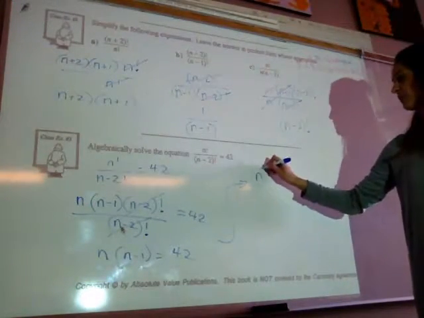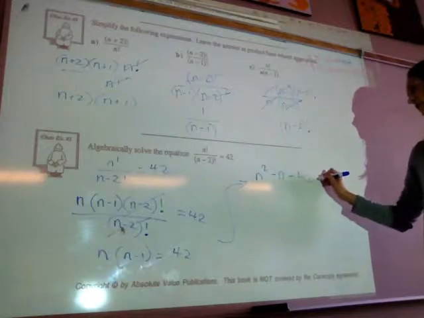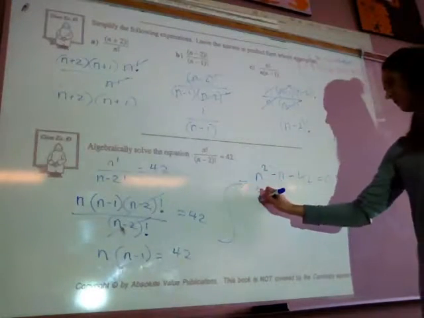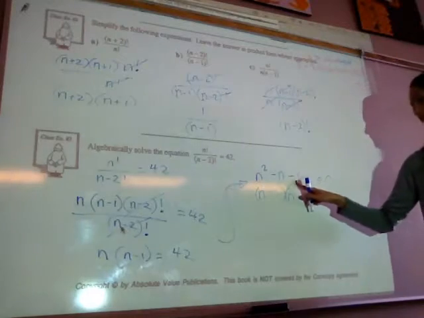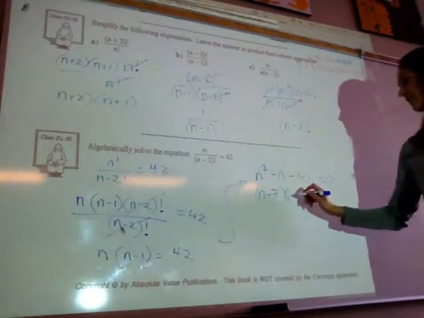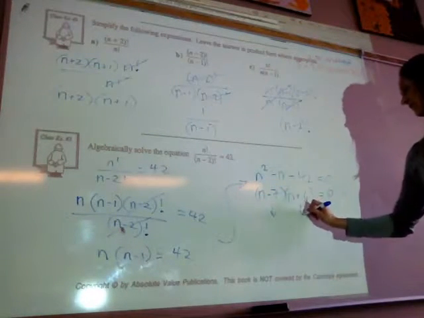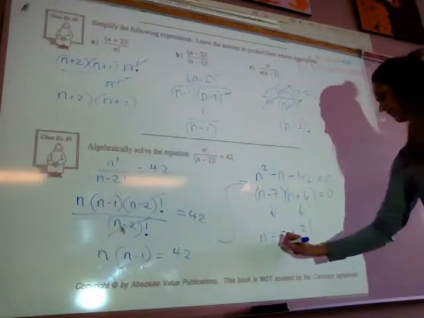So we get n squared minus n minus 42 equals 0, if I move everything to the left-hand side and expand. Then it's just a quadratic equation that we need to factor and solve. What two numbers multiply to negative 42 and add to negative 1? Negative 7 and positive 6. So n will equal negative 6 and positive 7.